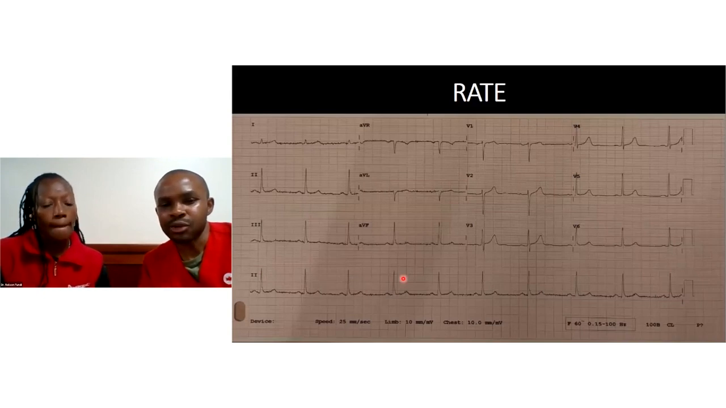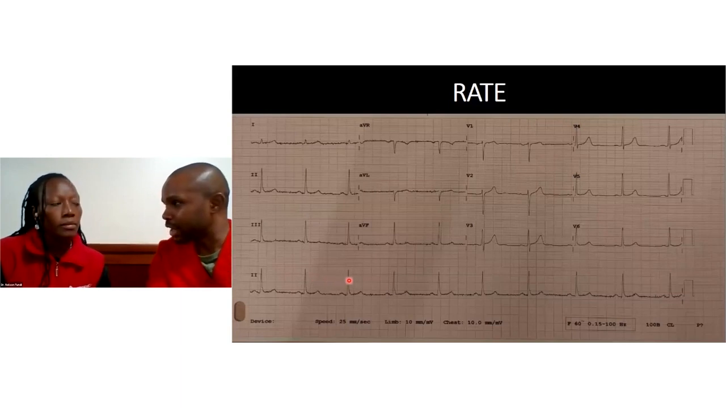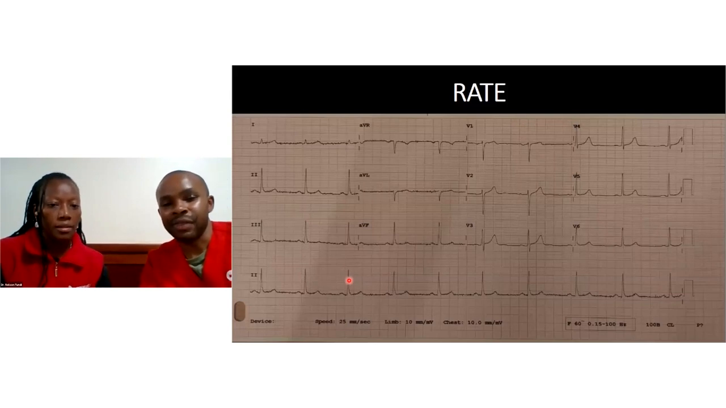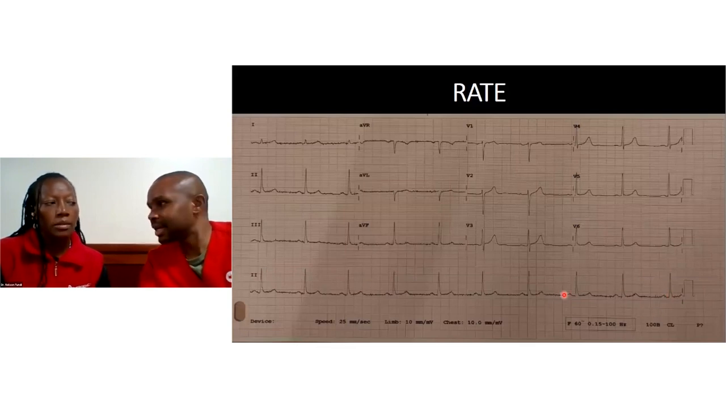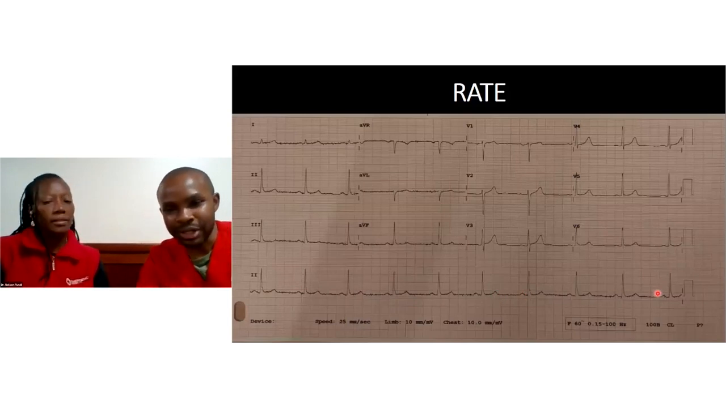Just to recap, if you want to calculate the rate, you can divide 1500 by the number of small boxes in between 1 beat, or you can do 300 divided by the number of big boxes. The other option is to count the number of beats that are therein. Remember that this strip runs for 10 seconds, right? Yes. And then you multiply the number. Like for this patient, there are 1, 2, 3, 4, 5, 6, 7, 8, 9, 10, and then you multiply that by 6. All right, good.